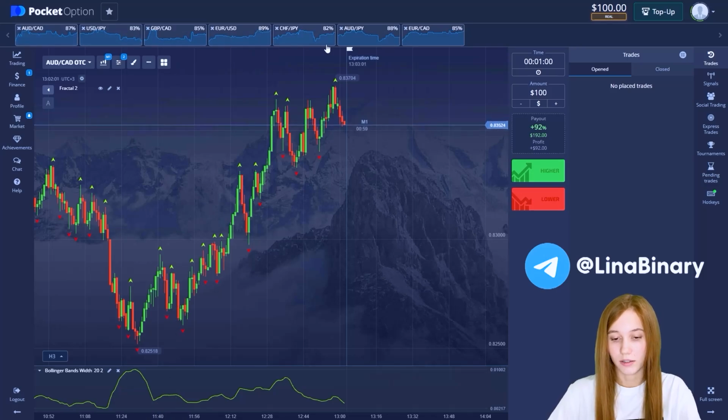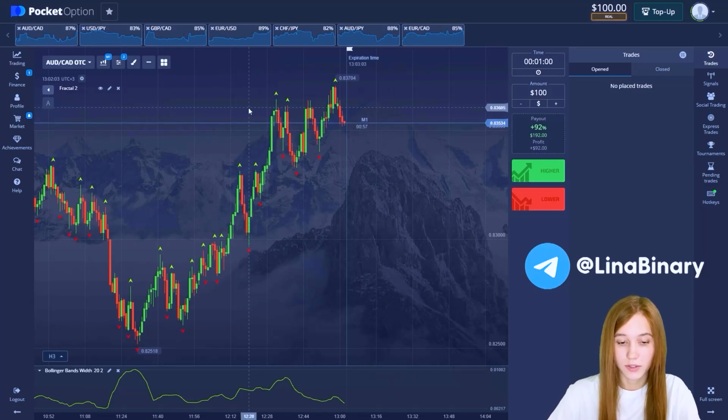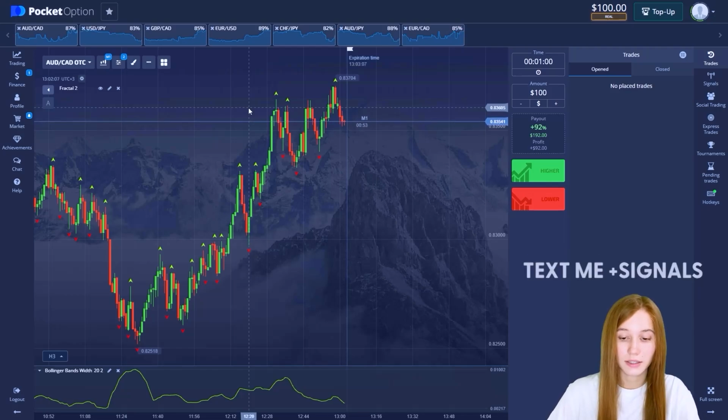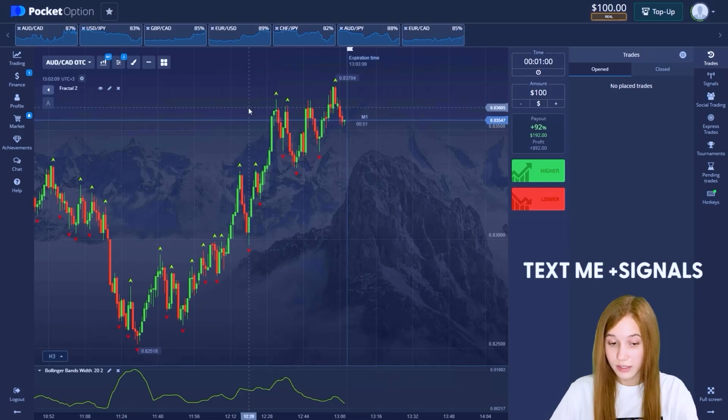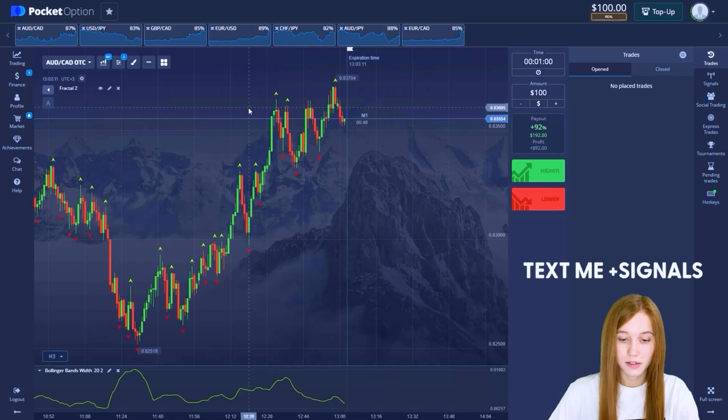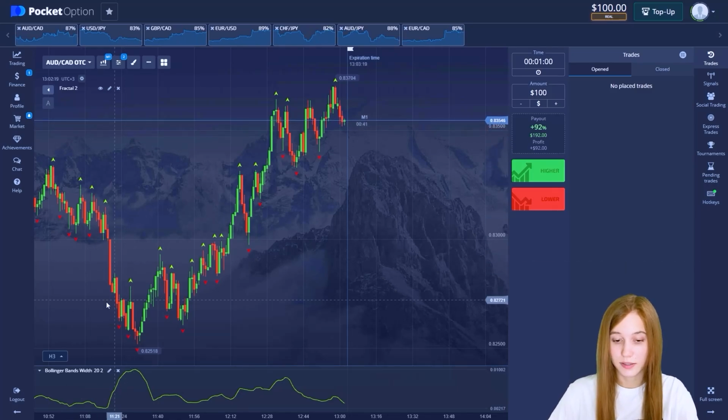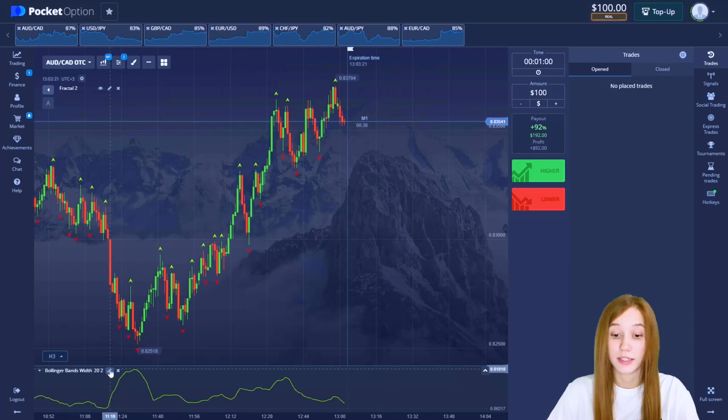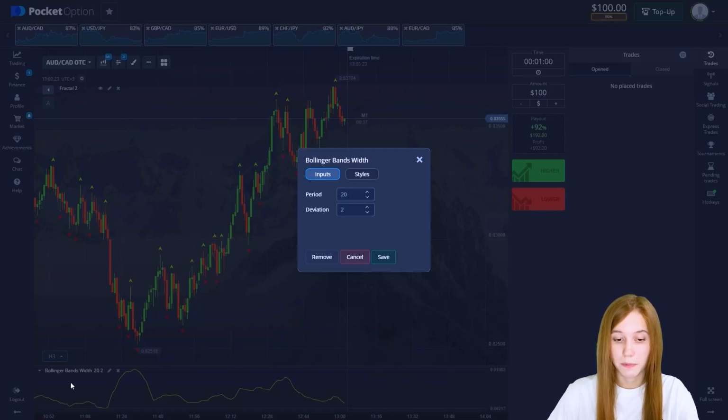Today I will trade on the currency pair that you see at the top of the screen. Today we will use our technical analysis for general analysis, and we will also use two indicators, fractal and Bollinger Bands. Let me tell you a little about these indicators. So Bollinger Bands, you'll see the settings.